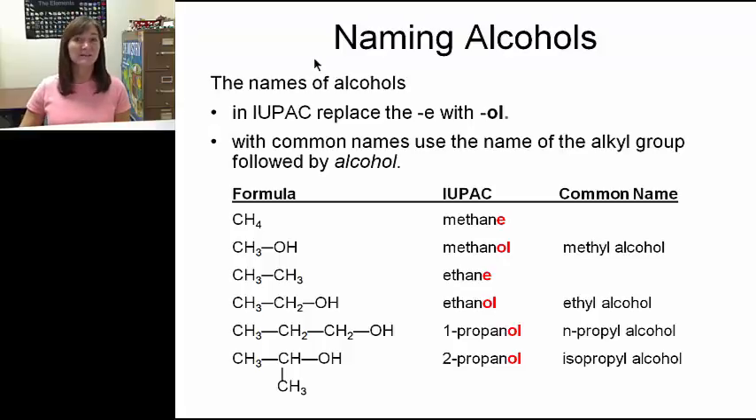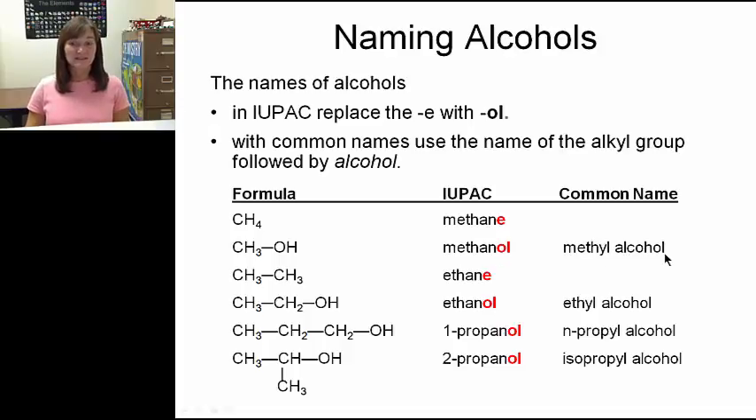In the common system, you use the name of the alkyl group. You name your carbon chain, and then you just follow it with the word alcohol. Here's an example, starting off with methane. CH4 is just our simple alkane methane. If I remove one of these hydrogens and put on a hydroxyl group, instead of being methane, it's going to drop the E and add OL, so it turns into methanol.